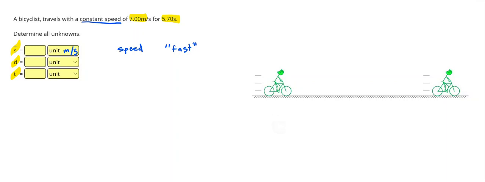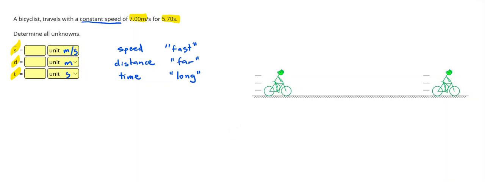D stands for distance. Distance tells you how far an object traveled. Its units are just going to be meters, like a meter stick is used to measure distance, or centimeters, or something like that. And T stands for time. For time, that's how long an object was moving. And the time is going to be measured in seconds. So just by using those units, we can easily identify where these numbers go.